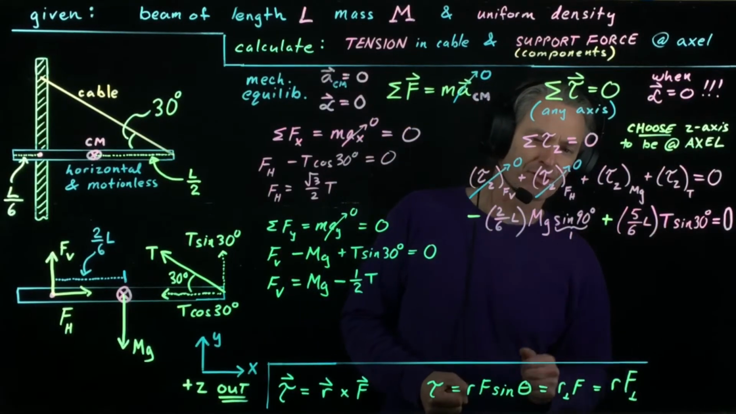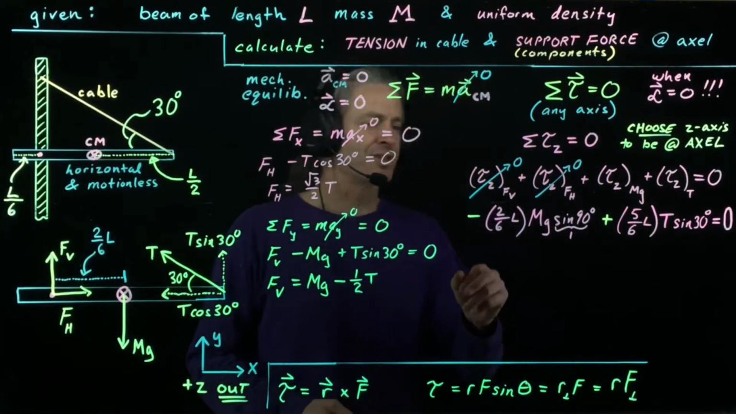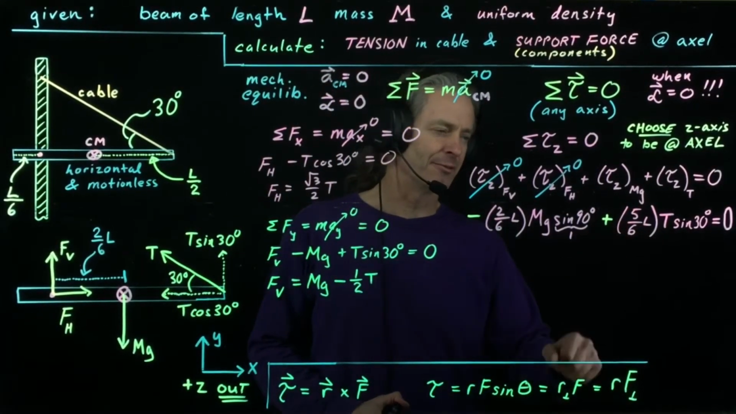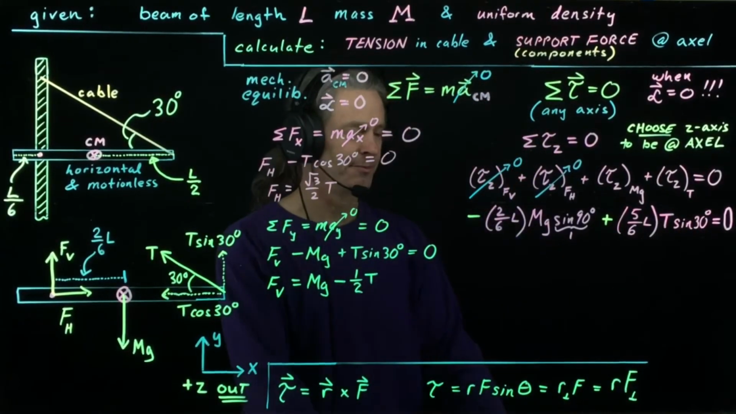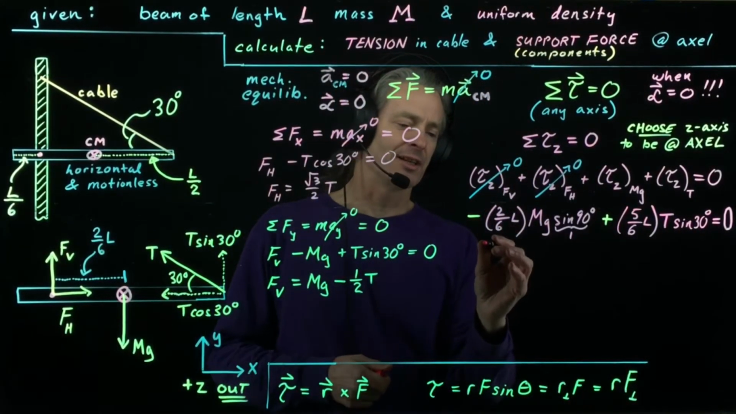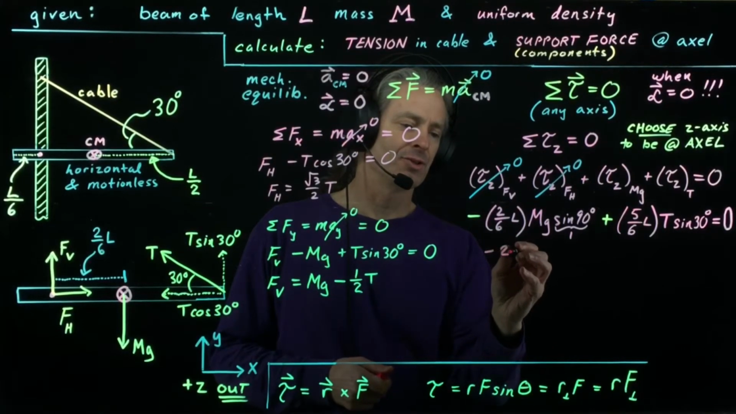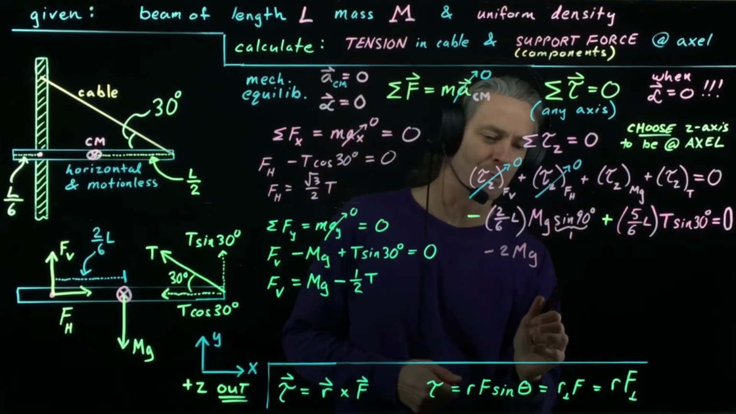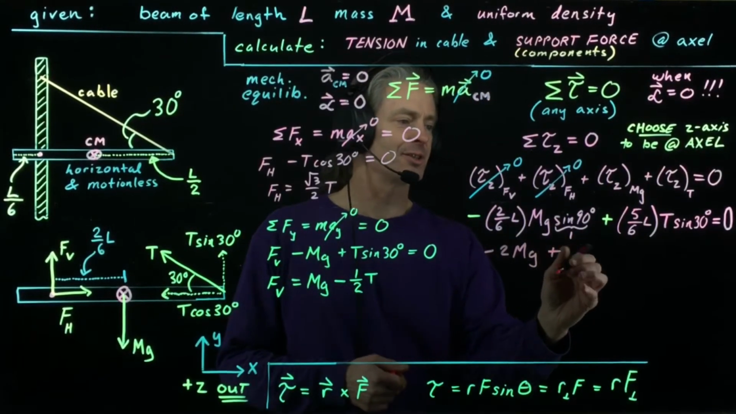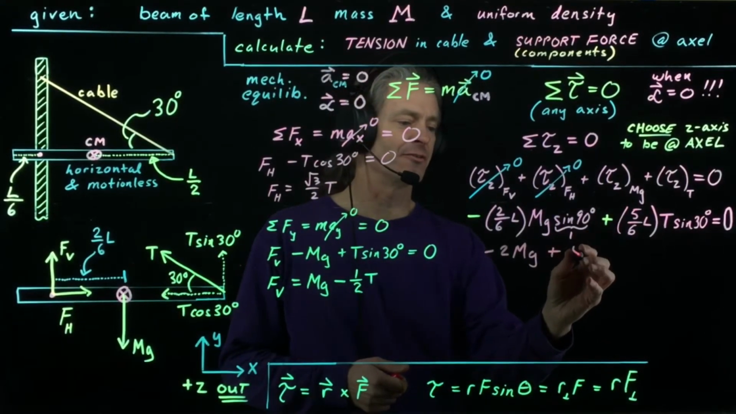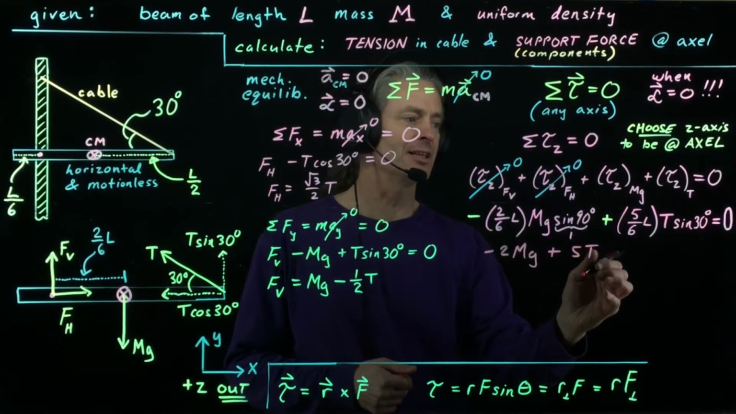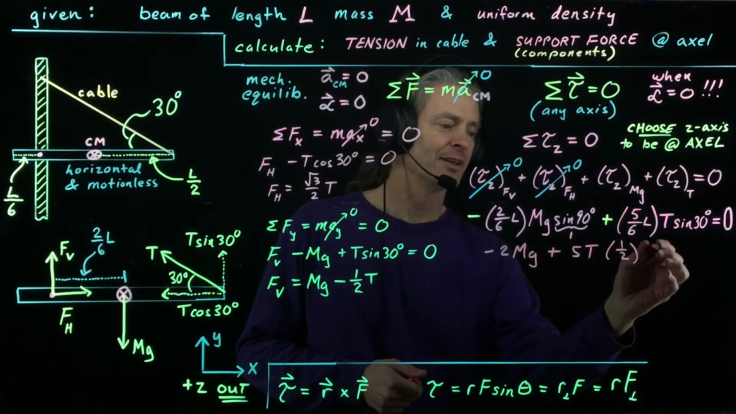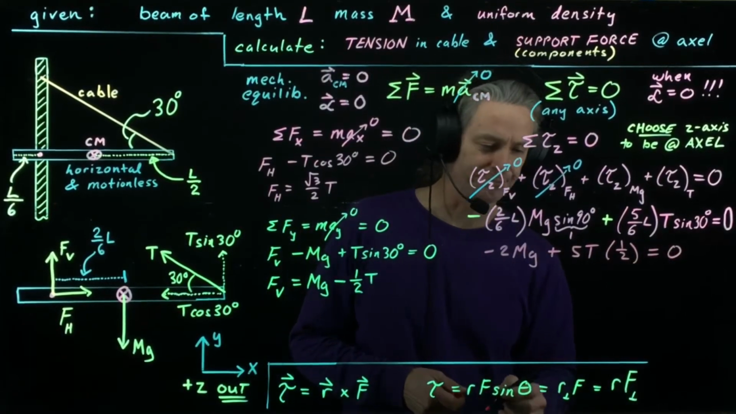So let's finish this up. We can solve for the tension T. Let's divide both sides by L over 6. So divide here by L over 6, divide here by L over 6, divide 0 by L over 6. That's going to give us on the left-hand side minus 2 times capital M times G times the sine of 90 degrees, which is 1. Plus, again, we've divided by L over 6, so we've got 5 times T times the sine of 30 degrees, which is 1/2, and that equals 0.